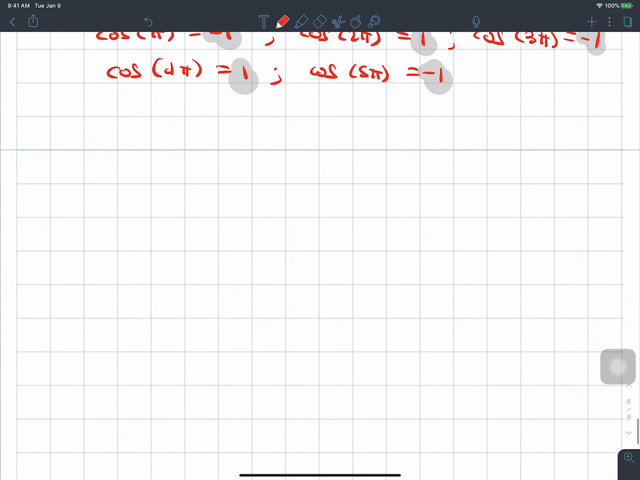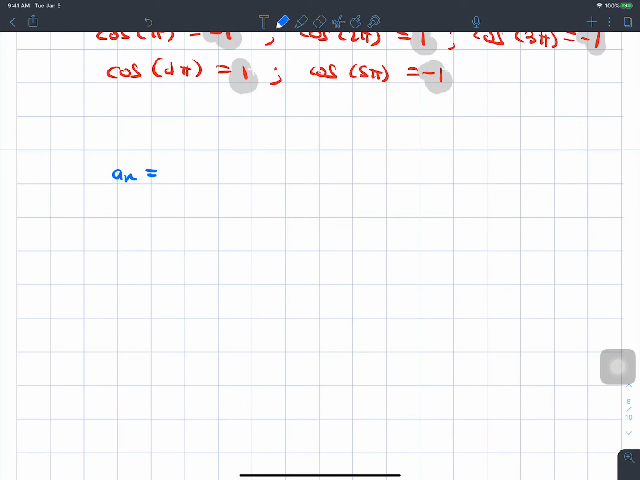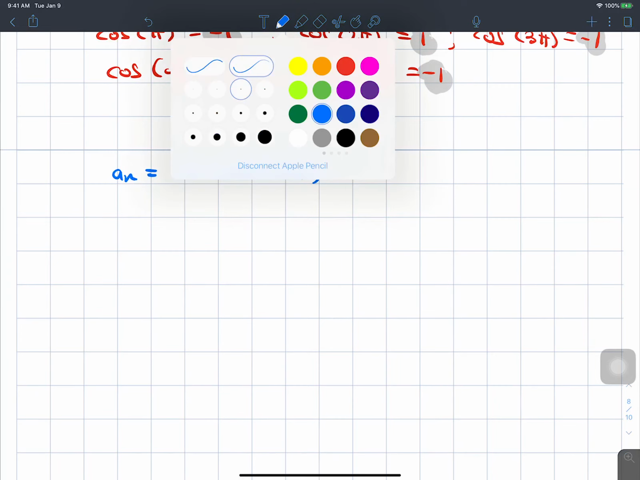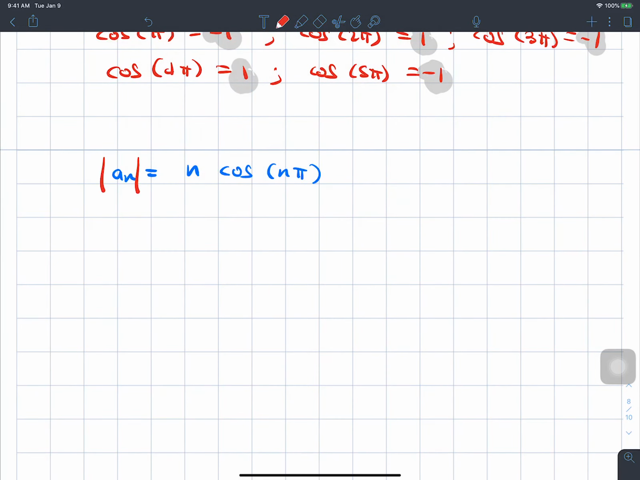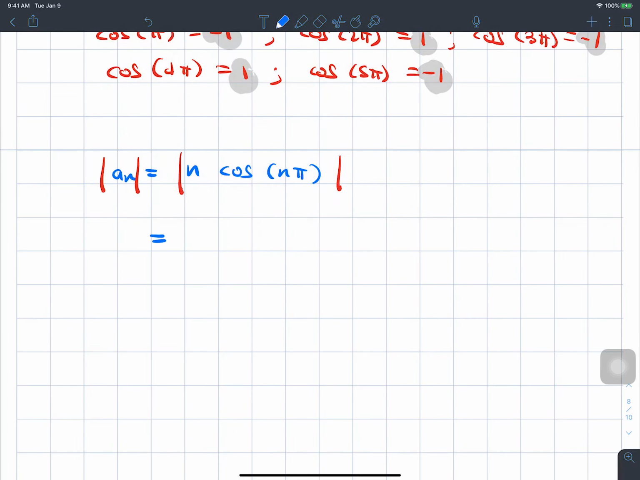So here, an is n cosine n pi. And you're going to consider only the positive terms and see what happens. Maybe this goes to 0. And if it goes to 0, we have convergence. If it doesn't go to 0, if it goes to any other positive number, well, we have divergence. Let me show you.